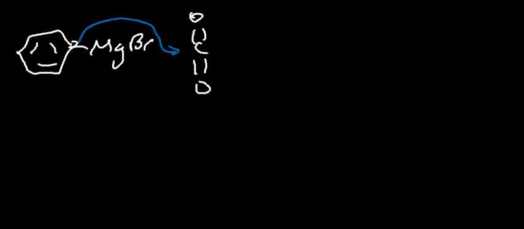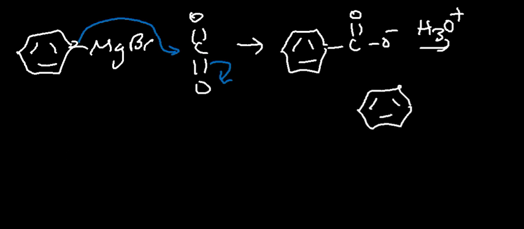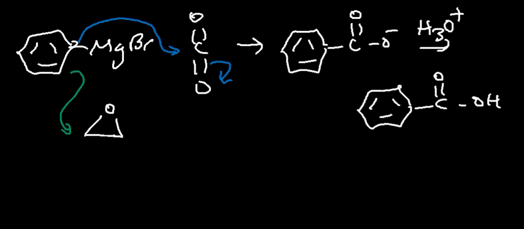Let's continue with phenylmagnesium bromide. We can also react it with carbon dioxide. If we do, we're going to get benzoate. And if we add H3O+, we can protonate the carboxylate ion, and so now we have benzoic acid. So that's another way you can make benzoic acid, is by reacting a Grignard with carbon dioxide. Let's say we react it with ethylene oxide, or this 2-carbon epoxide.